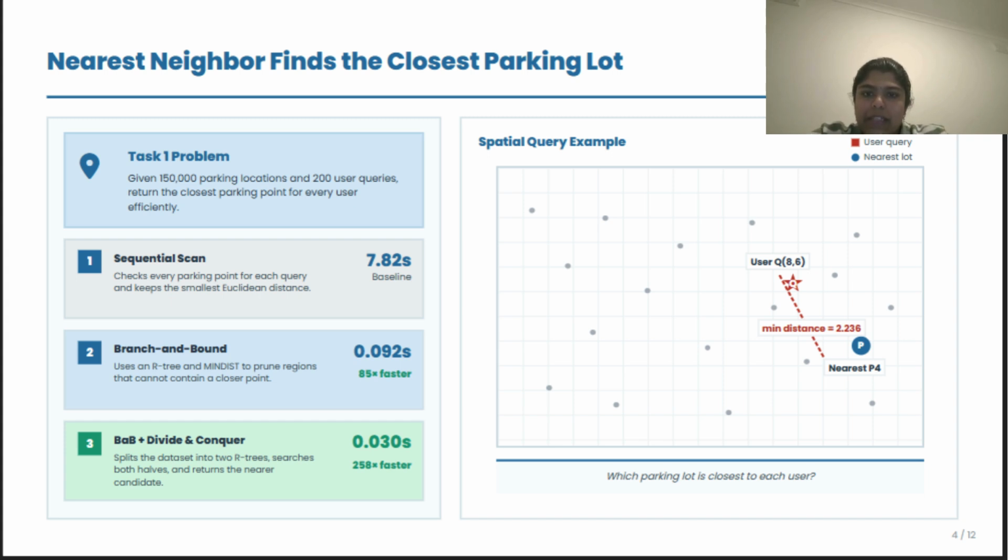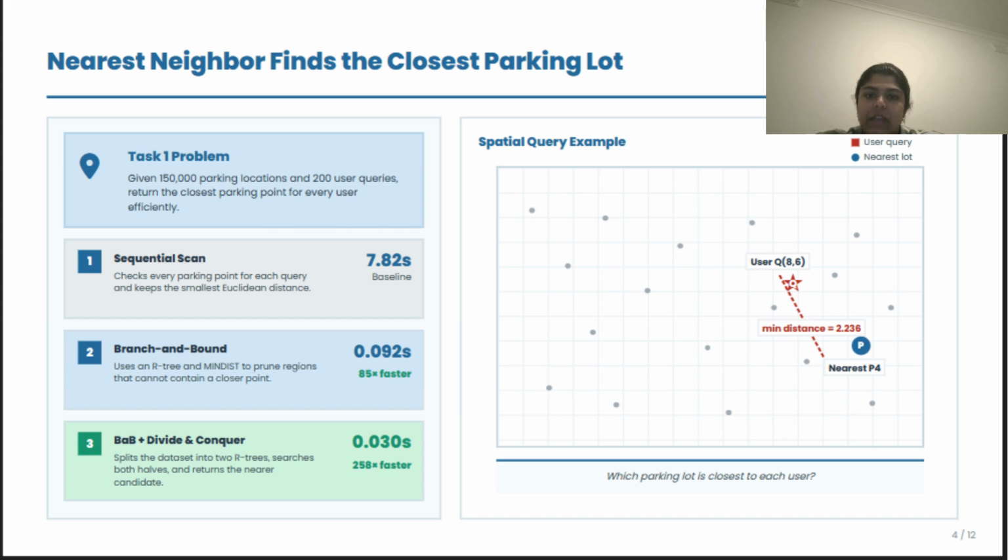The problem is very simple. 150,000 parking locations, 200 users, return the closest parking spot for each user. The spatial query example on the right shows that user Q is at coordinates 8,6. The nearest parking lot is P4 at coordinates 9,4, with a minimum distance of 2.23. All three of my algorithms find the exact correct answer, but with different amounts of work.